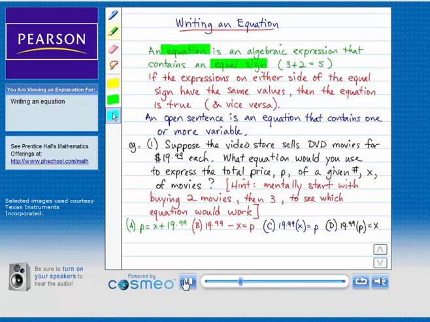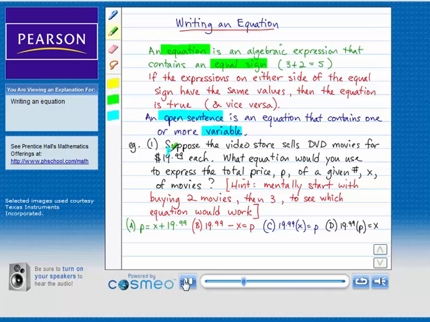Okay, now an open sentence is an equation that contains one or more variables. All right, and that's the type of equation that most often we're going to be dealing with in algebra, because it's something that we'll need to find the value of the variable for.